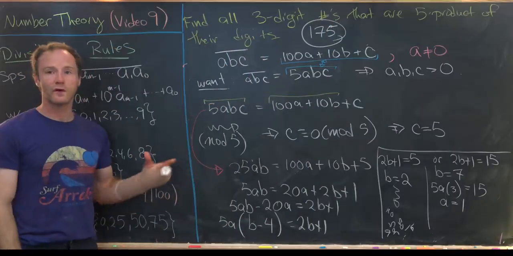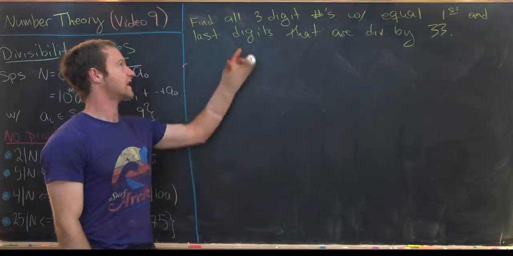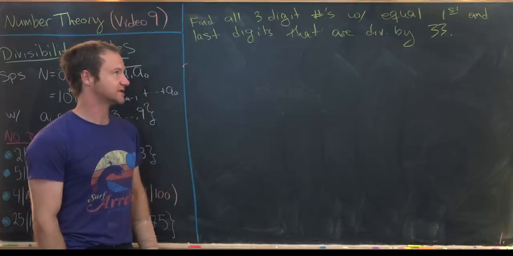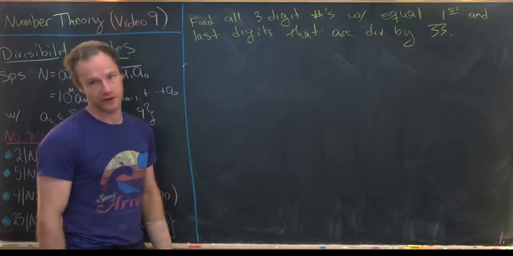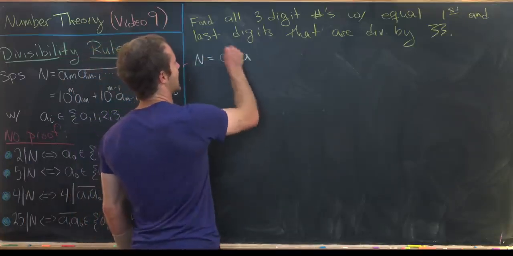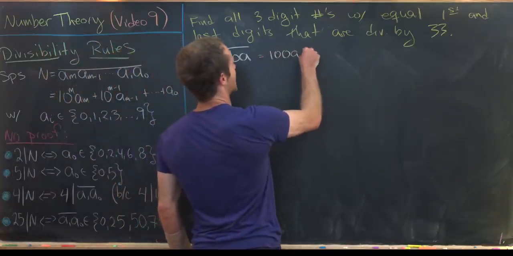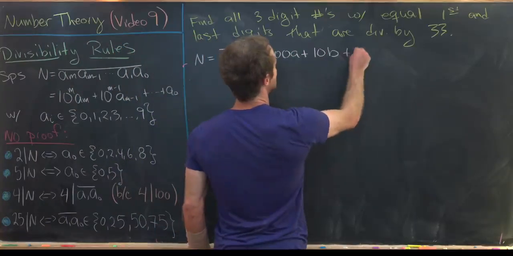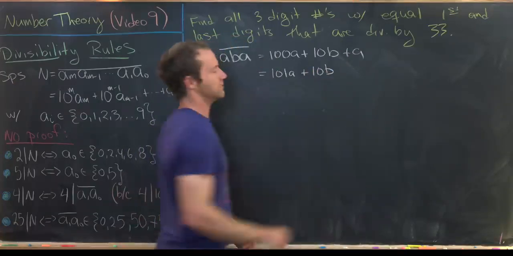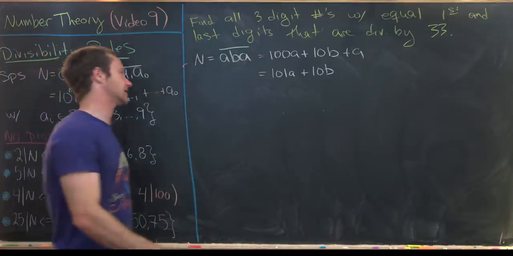Okay, so we're going to do one more example before we finish it off. So for our last example, we want to find all 3-digit numbers that have equal first and last digits that are divisible by 33. So let's maybe go ahead and set our number n equal to ABA with a line over it. So in other words, this is equal to 100A plus 10B plus A, or in other words, 101A plus 10B. Now we'll apply our divisibility rules for 3 and 11.